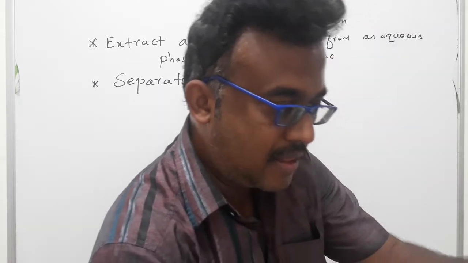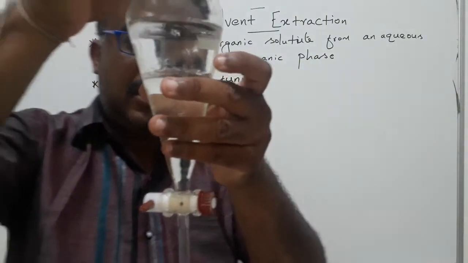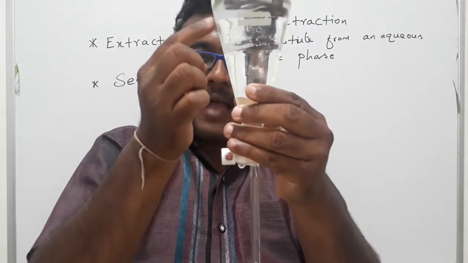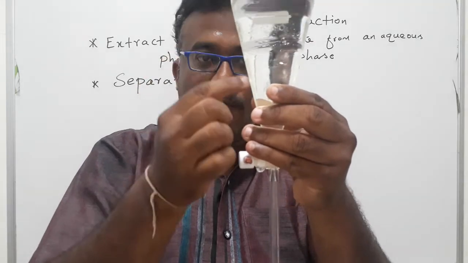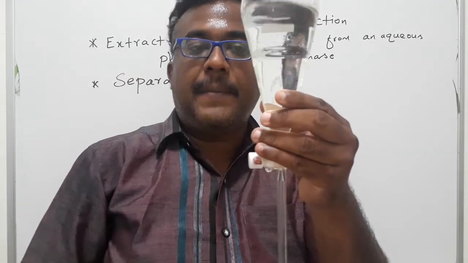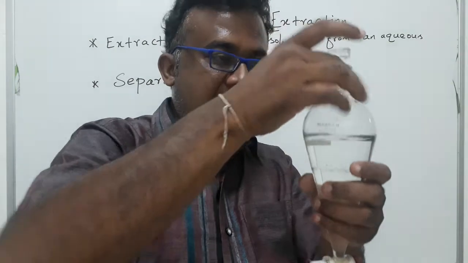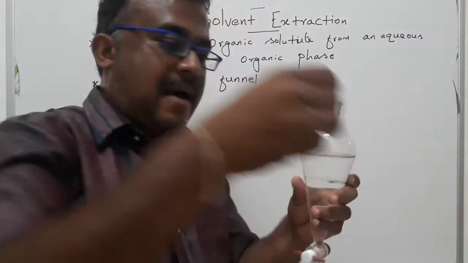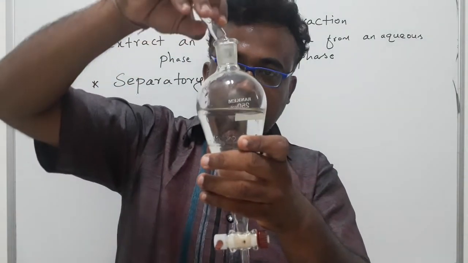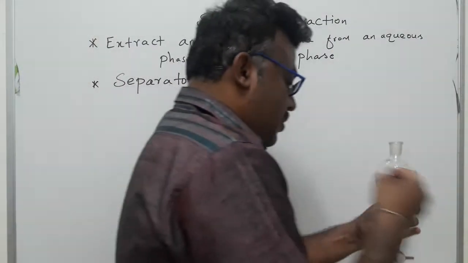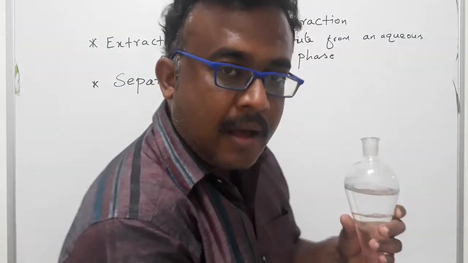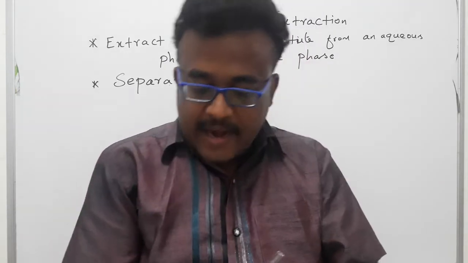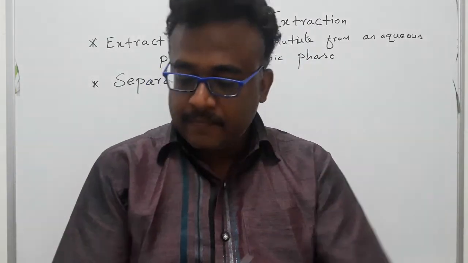Now you can see two phases. The two phases will be separated. The down one is the organic phase and the upper one is the aqueous phase. The two phases can be separated in the separating funnel. Now I am going to add a solute, for example iodine. We all know iodine is a kind of non-polar compound. So if I add iodine, what will happen?